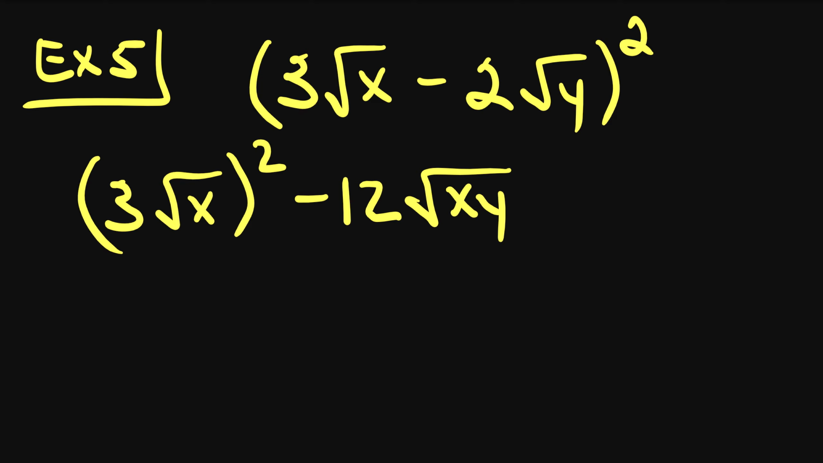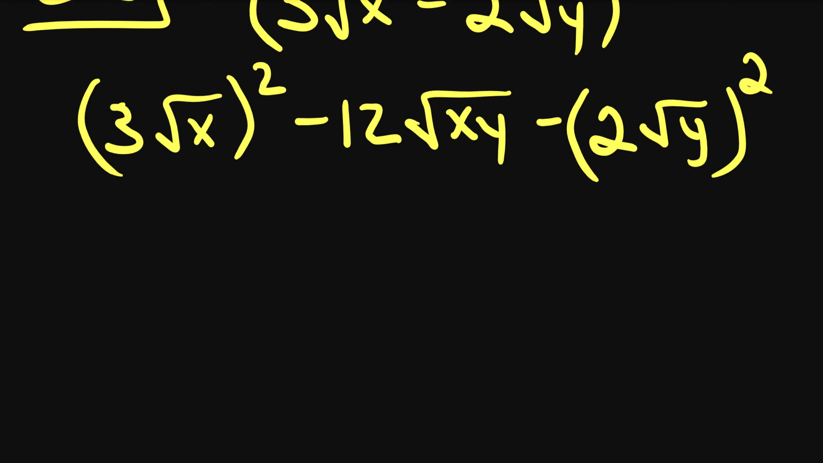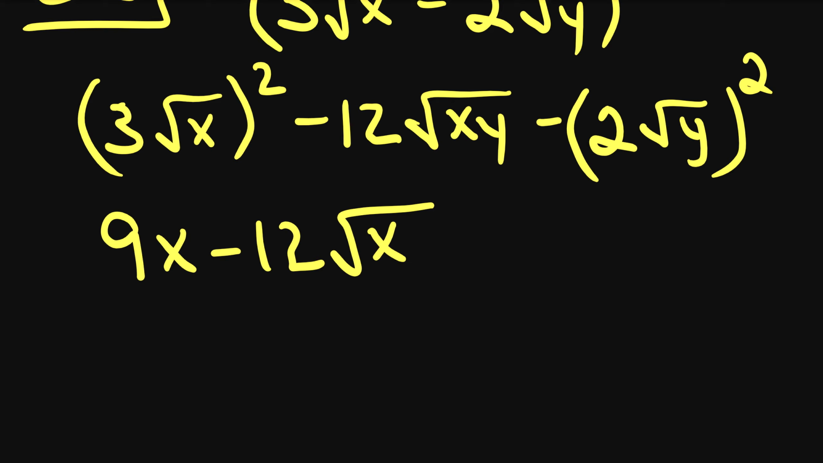Okay? And then what's next? I'm going to square this last term here, and that's going to be -2 square root of y squared. Looking good. Move this up a little bit. And I'm going to square this now. So this is going to end up being 9x minus 12 root xy. And then this is going to be minus, and I'm going to square that. And it looks like it's going to be 4y.